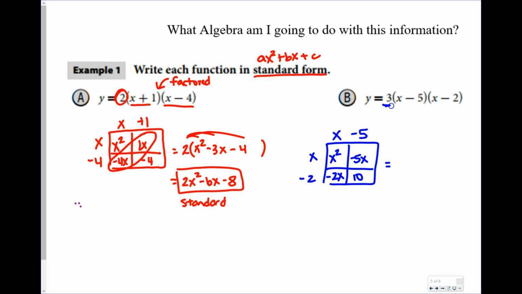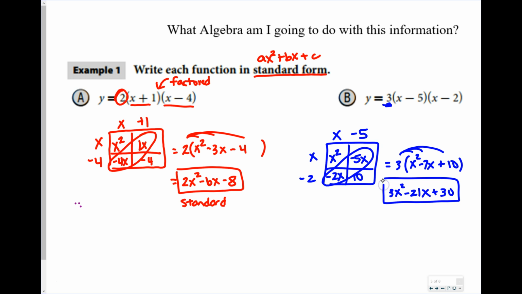Okay, and then I have that 3 from the very beginning of the problem that I'm going to put here. And then in parentheses, I'm going to combine my like terms and write out my trinomial. x squared minus 7x plus 10. And then distribute that 3: 3x squared minus 21x plus 30. That's standard form.